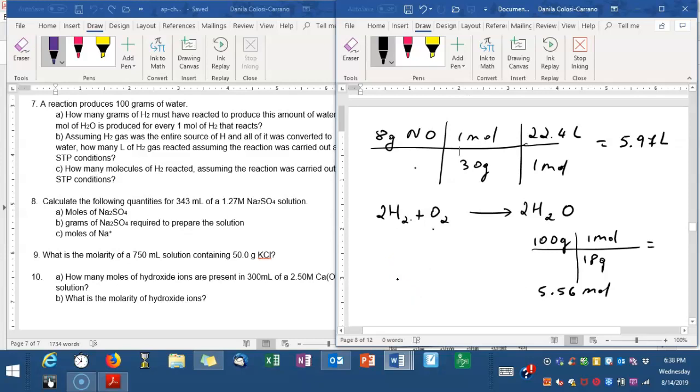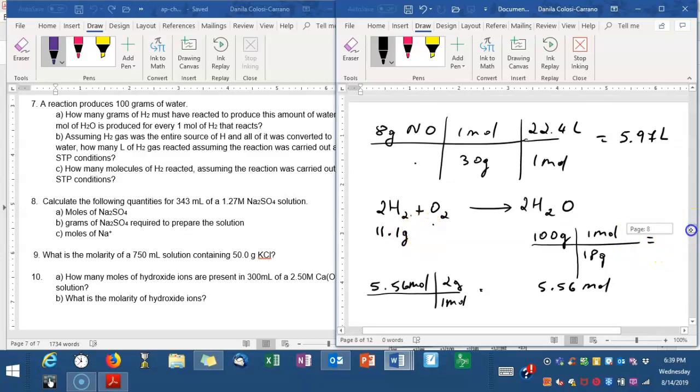How many grams of H2? So the moles have to be the same because the ratio is 1 to 1 moles. How many grams? Well, 1 mole has a weight of 2 grams, right? So this one is going to be just 11.1. So 11.1 grams is going to be your answer for that one.